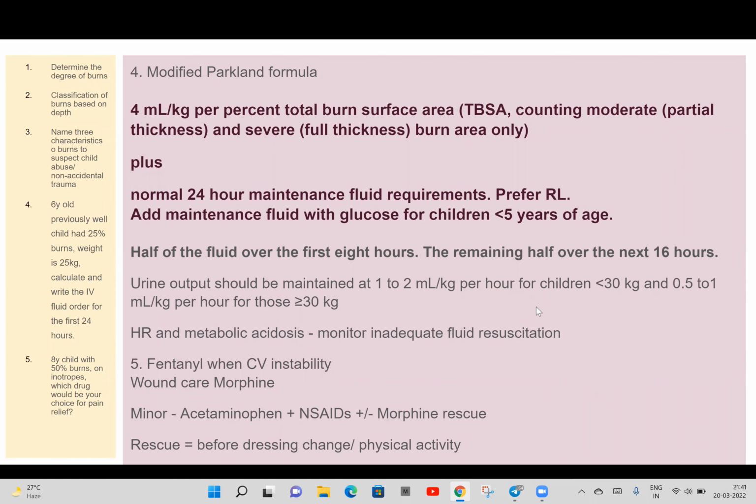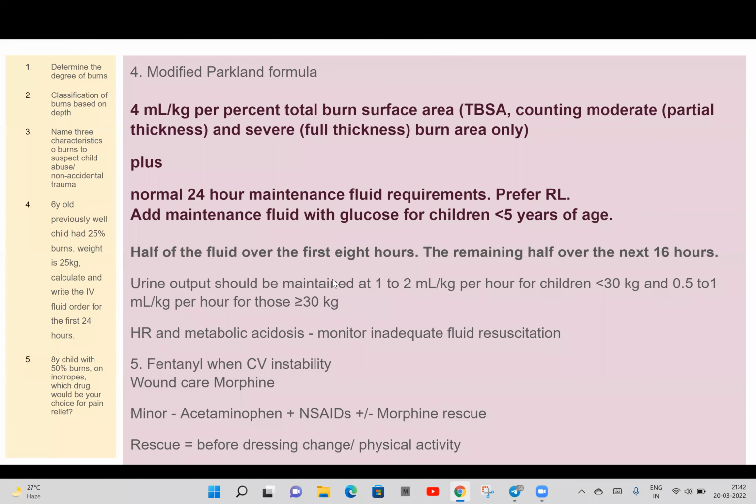So half of the fluid is given over the first 8 hours and the remaining half over the next 16 hours. But mind you, we are calculating the 24 hours from the time of the burn. So if the child is presenting to you after 4 hours, the initial 4 hours is also included in the 24 hours. Urine output should be maintained at 1 to 2 ml per kg per hour for children who are younger, less than 30 kg, and 0.5 to 1 ml per kg per hour for older children. If the urine output is less than this, the child is already in trouble.